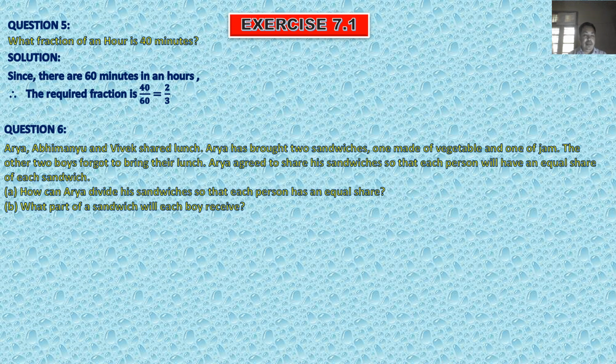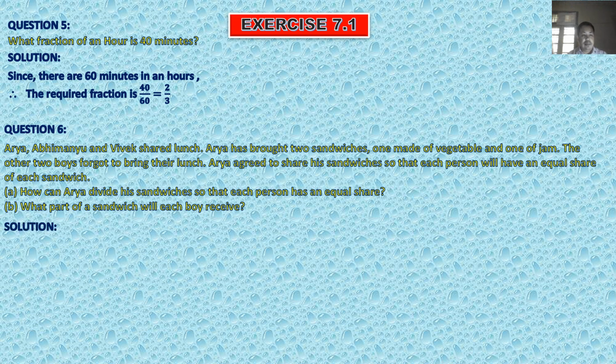In A, it is asking how can Arya divide his sandwich so that each person has an equal share. And number B is asking what part of the sandwich each boy will receive. Because there are two sandwiches, and these two sandwiches will be divided into equal parts so that they can be shared among them with equal parts. Okay, clear. It asks how many parts these three boys will get from these two sandwiches. Now let us see the solution.